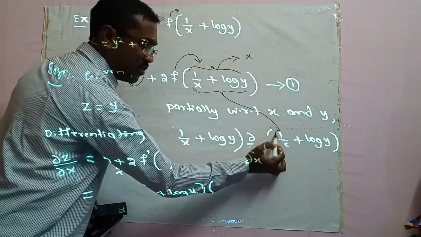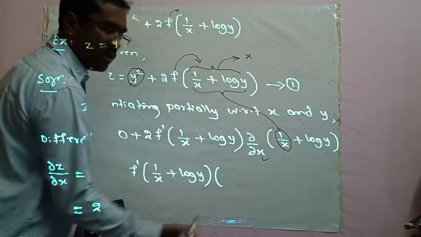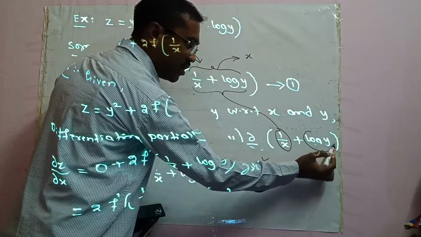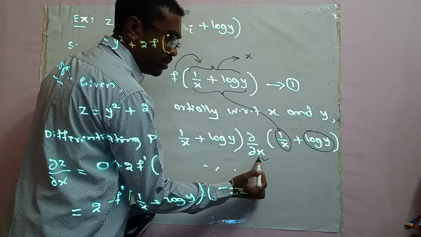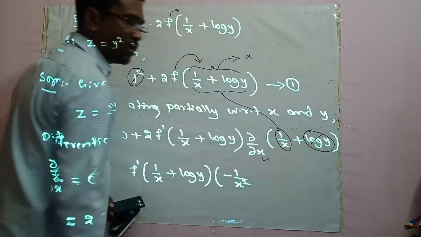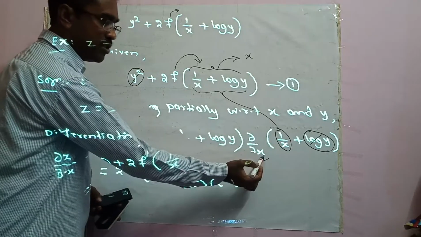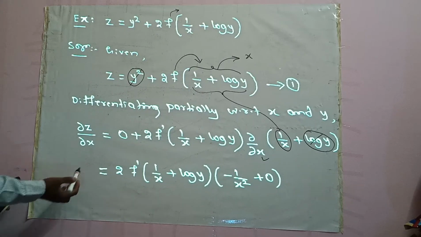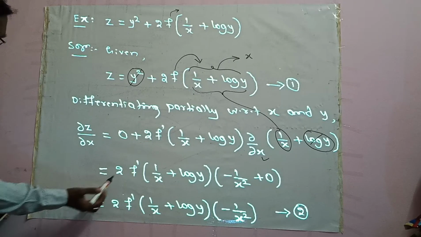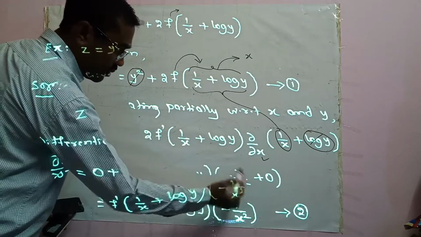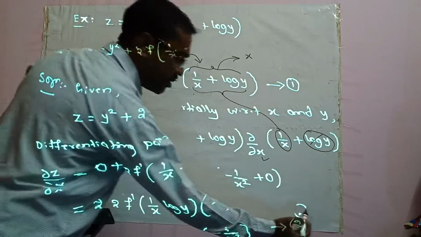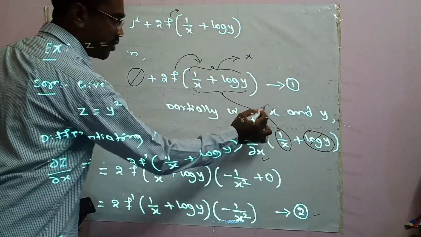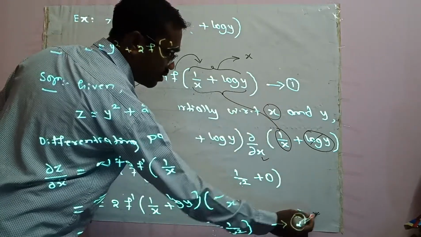Now what is the differentiation of 1 by x with respect to x? Minus 1 by x square. And what is the differentiation of log y with respect to x? It is 0, because y is constant and we are differentiating partially with respect to x. Plus 0. So therefore p is equal to 2 into f dash of this into minus 1 by x square. Call it as equation number 2. So by differentiating partially with respect to x, we got equation number 2.